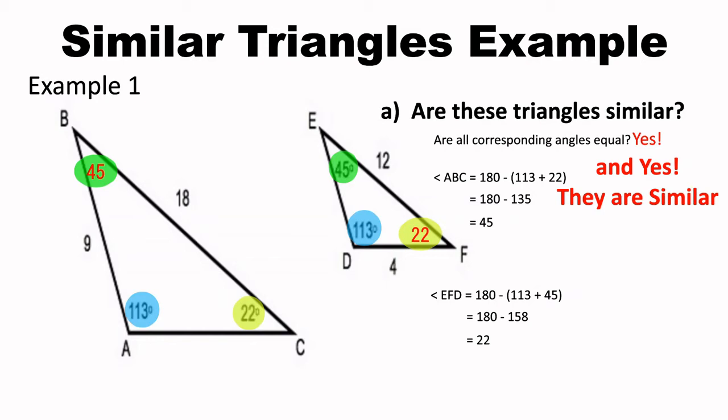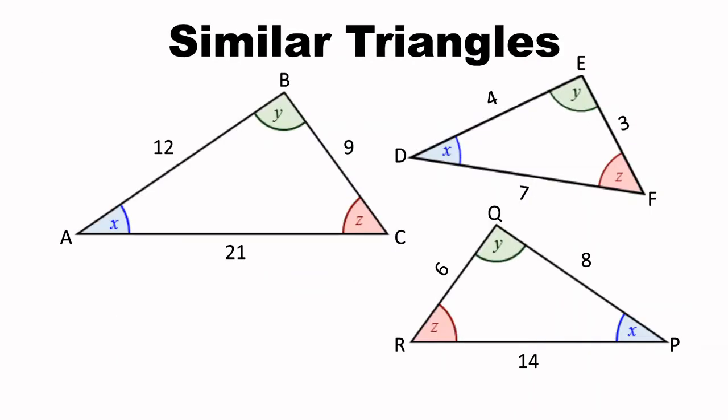Now don't worry about the side lengths here. We can see that triangle ABC is definitely bigger than triangle DEF. However, if they were the same shape and the same size, that doesn't make them similar. That makes them congruent. Similar triangles are the same shape with the same angle measures. However, one is an enlargement of the other. So similar triangles must have all corresponding angles equal.